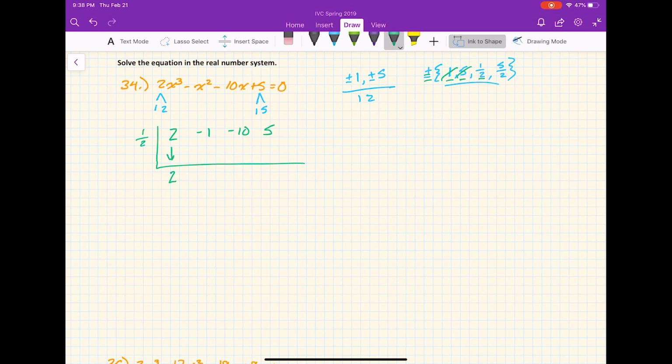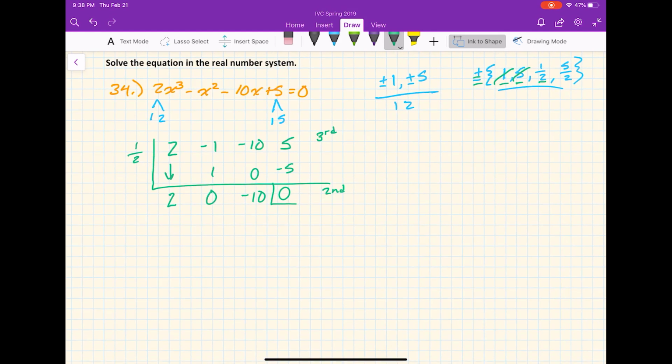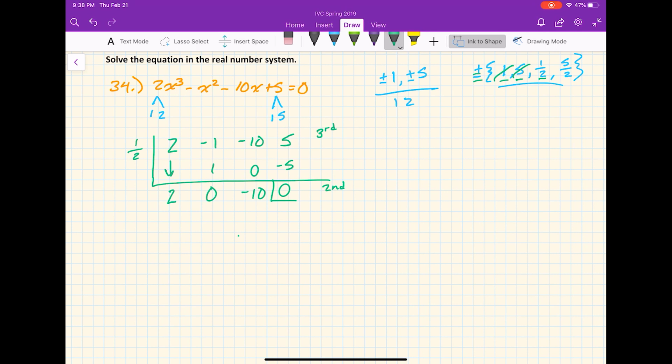So I need to go to this half. So half times 2 is 1. That makes that 0, 0. -10, half of -10 is -5. Oh my gosh, sure enough, there's our 0. Now remember, this was our third up here, and this is going to be the second. So that means we have 2x to the second, and minus, well, it would be 0x minus 10, but since this is 0x, we don't write that. So we have 2x squared minus 10. And where's our other x going to be? Well, let's just solve this.